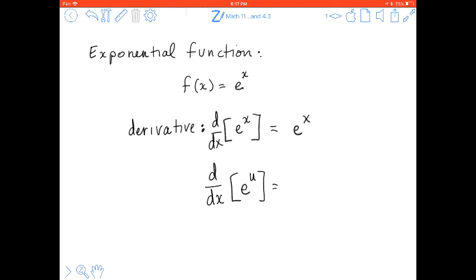So the derivative of e to the u is e to the u, but as you're familiar with the chain rule, that's the derivative of the outside function, e to the u. Now we need to multiply that by the derivative of the inside part. So it's e to the u times du, where du is the derivative of this exponent right there. And this one is the one we're going to be seeing most of. It's the derivative of the exponential function by using the chain rule.